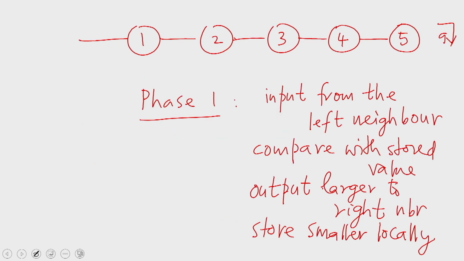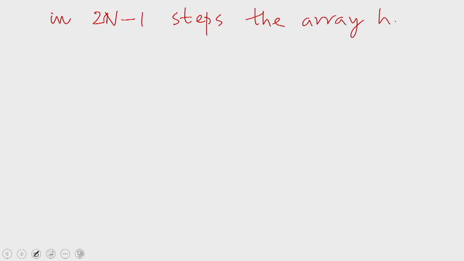So now we claim that if we run the first phase for 2n-1 steps, at the end of it the array has the input in sorted order.